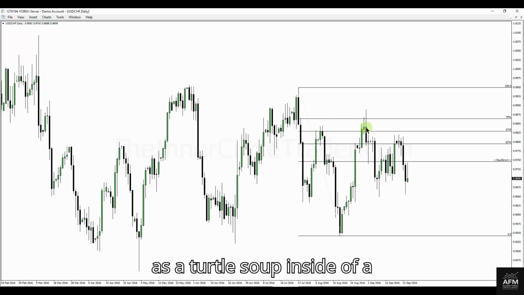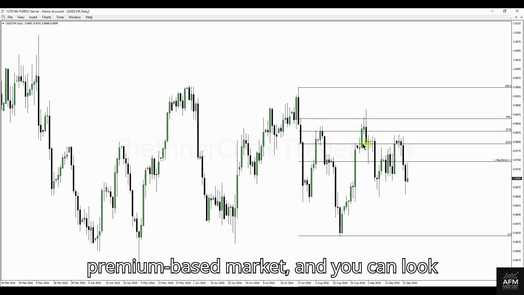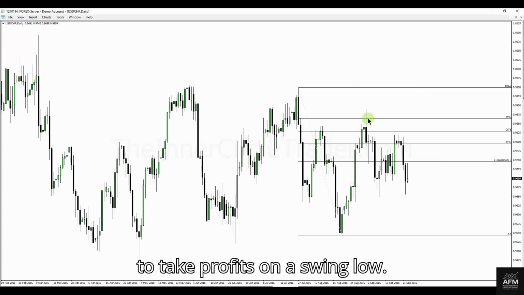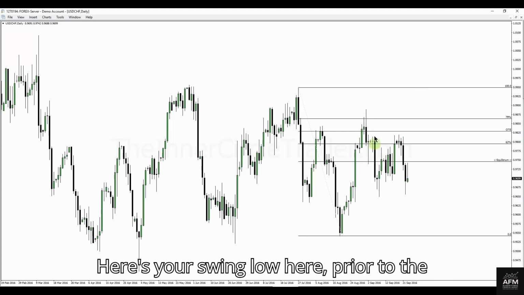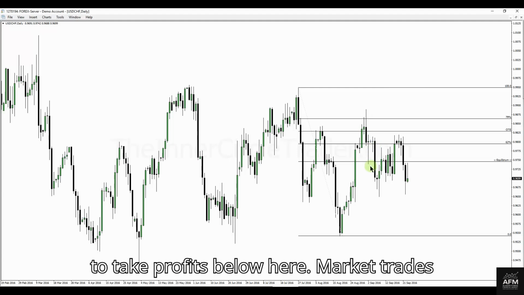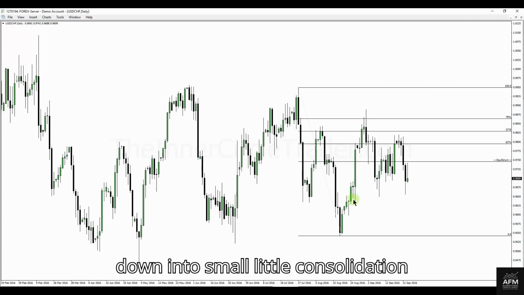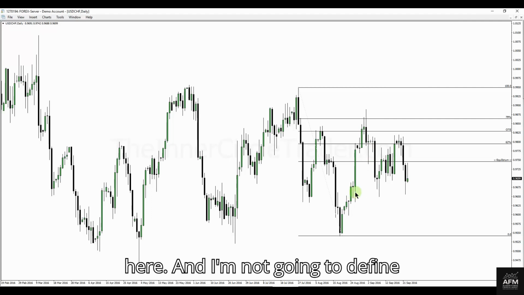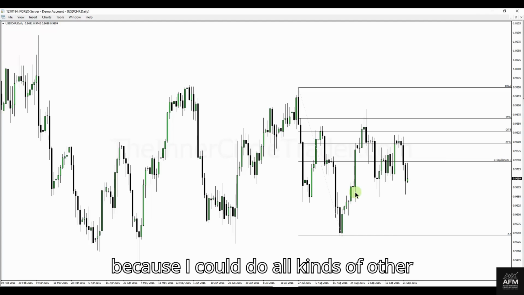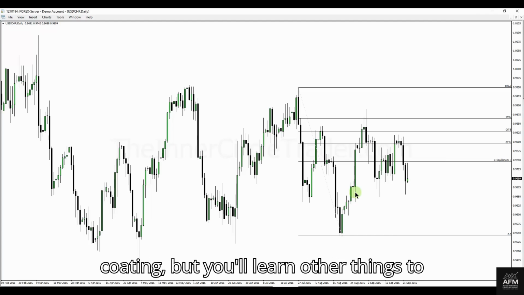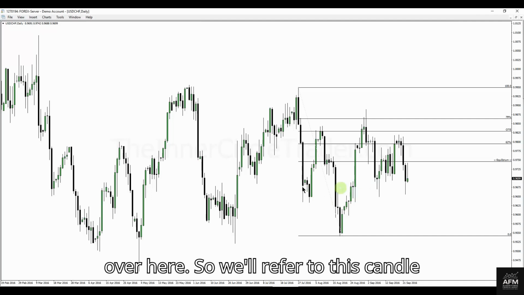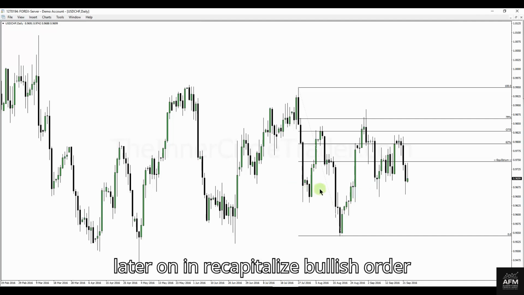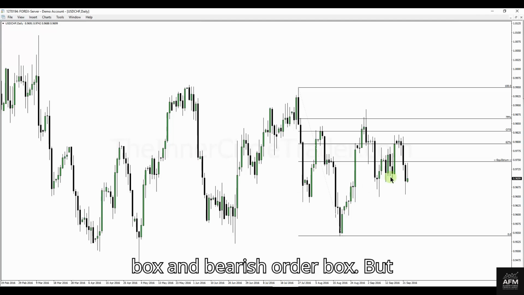Take that as a turtle soup inside of a premium-based market, and you can look to take profits on a swing low. Here's your swing low here. The market trades down through that. You'd have to take profits below here. Market trades down into a small little consolidation here, and I'm not going to define anything else that's in this chart because I can do all kinds of other things too. It would look like sugar coating, but you'll learn other things to look at, and it has to do with this candle over here. So we'll refer to this candle later on and recap bullish order blocks and bearish order blocks.